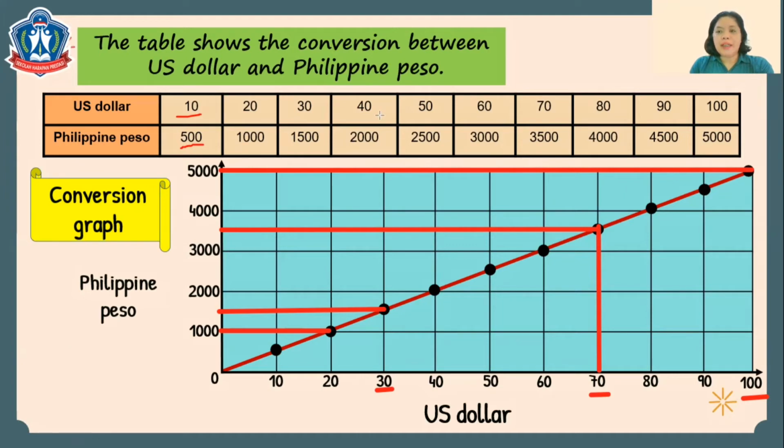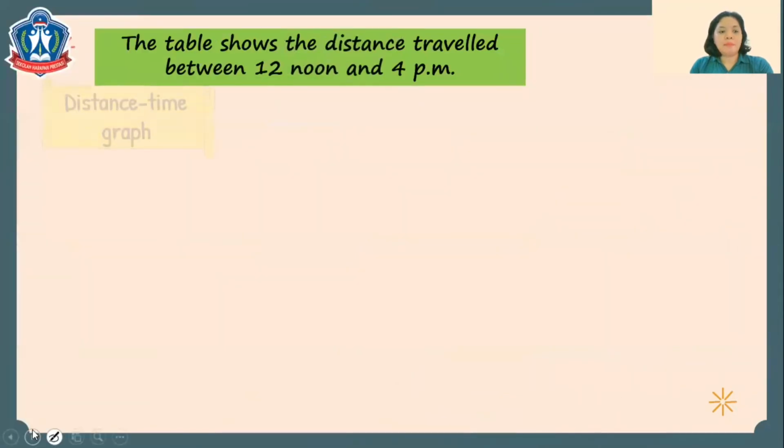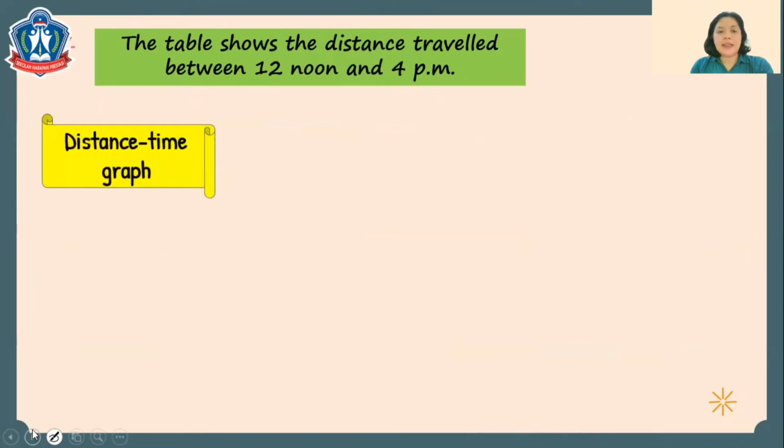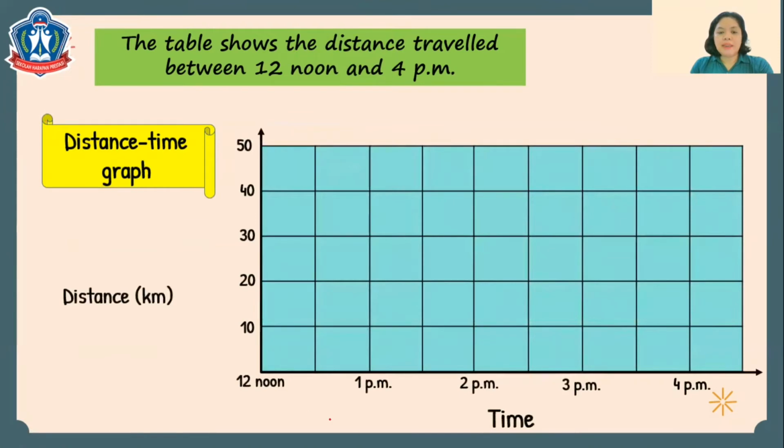Another kind of line graph is what we call a distance-time graph. This table shows the distance traveled between 12 noon until 4 p.m. So take a look here. We have the time from 12 noon until 4 p.m. Then we have the distance. The unit of measurement is kilometers.